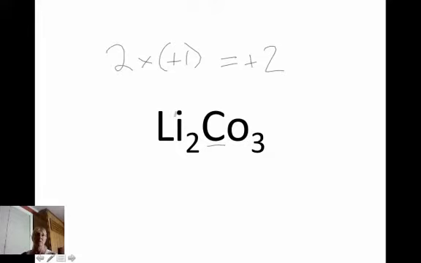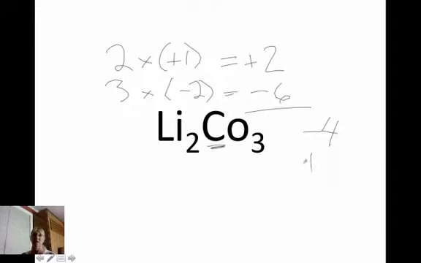Oxygens are always -2, but I have 3 this time. 3 times a -2 equals a -6. +2 added to a -6. Right now I'm up to a -4 on the charges coming from the oxidation numbers of the lithium and the oxygen. So therefore, since there's only one carbon, it must have an oxidation number of a +4 because they all have to add up to 0.